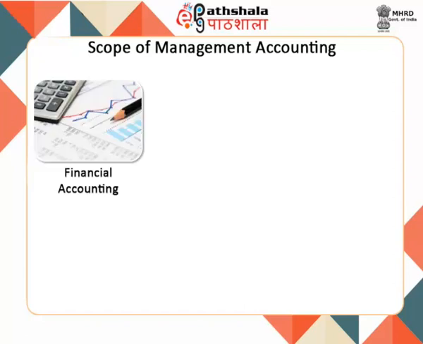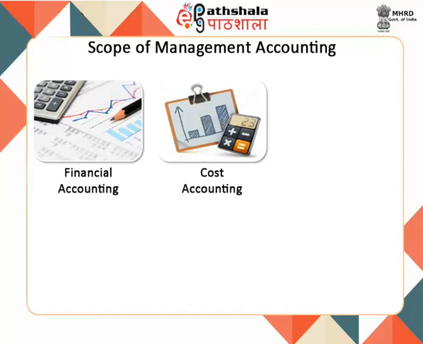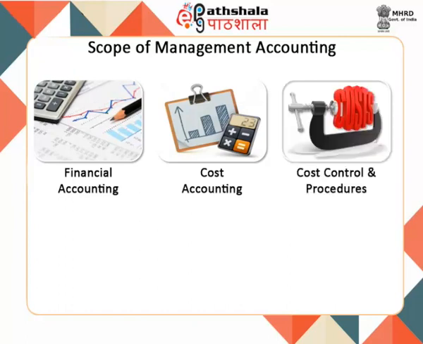For a successful and effective management accounting system, a sound and well designed financial accounting system is a must. 2. Cost accounting. Several cost accounting tools such as marginal costing, standard costing, budgetary control, etc., are used by management accounting system for arriving at decisions. Number 3, cost control and procedures. A system of management accounting is incomplete without effective cost control procedures.